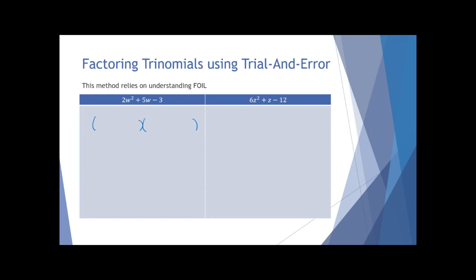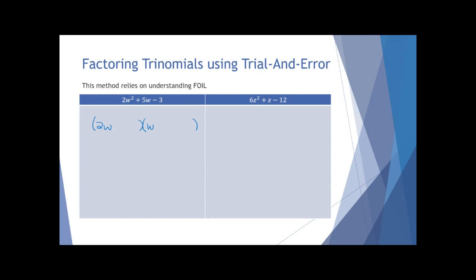So for example, we have a 2w squared. So instead of w times w, I have to consider what also multiplies to 2. Now 2 is prime, so there's only one possibility, 2 and 1. So that means one of these has to be 2w, and then the other one has to be 1w, because that's the only way to get those to multiply to 2w squared.